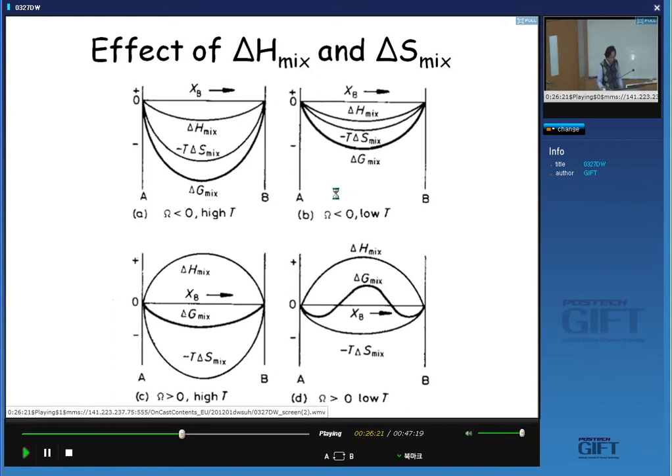So that's why, even with a very large contribution from the entropy, we have to draw the free energy of mixing in a downward direction at the start of each axis. Then it will go like this. It always has a W shape.